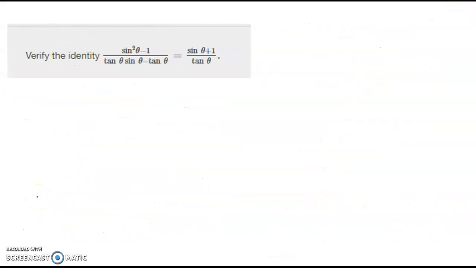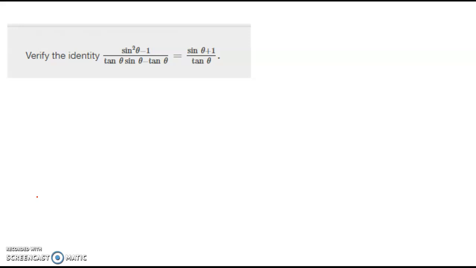Okay, so now let's look at another one. We have sine squared theta minus 1 over tangent theta sine theta minus tangent theta equals sine theta plus 1 over tangent theta. Again, I'm going to use a lot of algebra to help me solve this. Not so much of the identities, but just what I know about algebra. So again, at the top, and I'm only going to look at the left-hand side again. Those have been the sides that have been the nastiest, I guess.